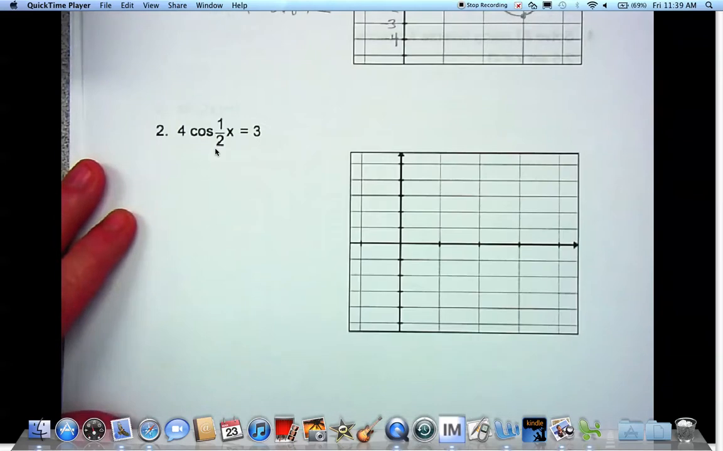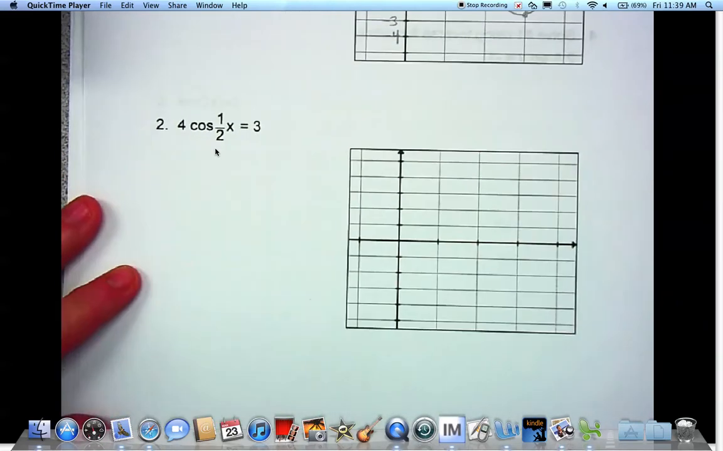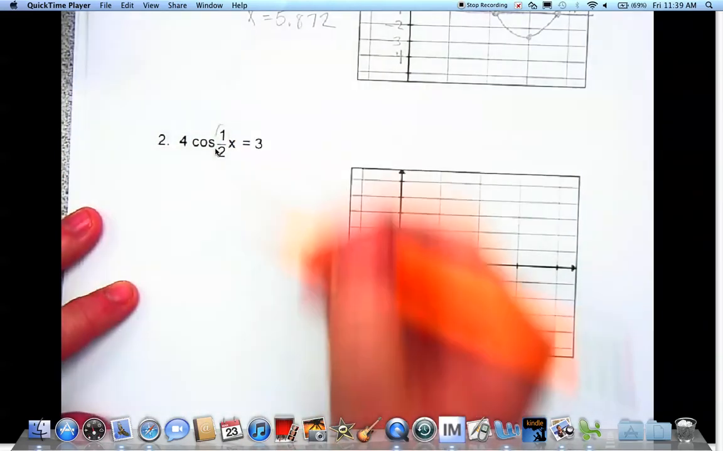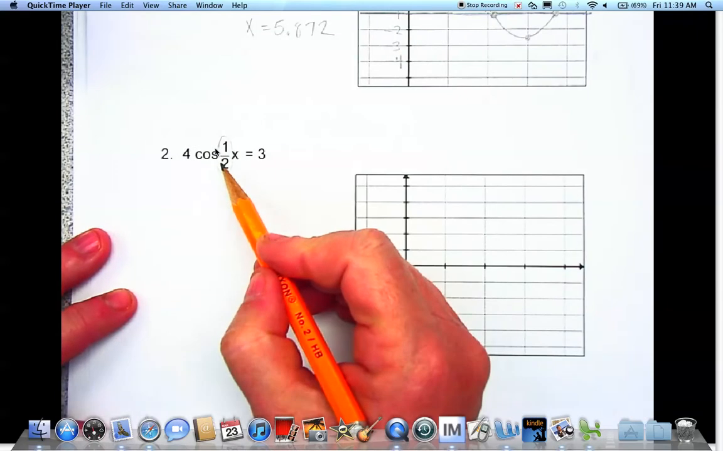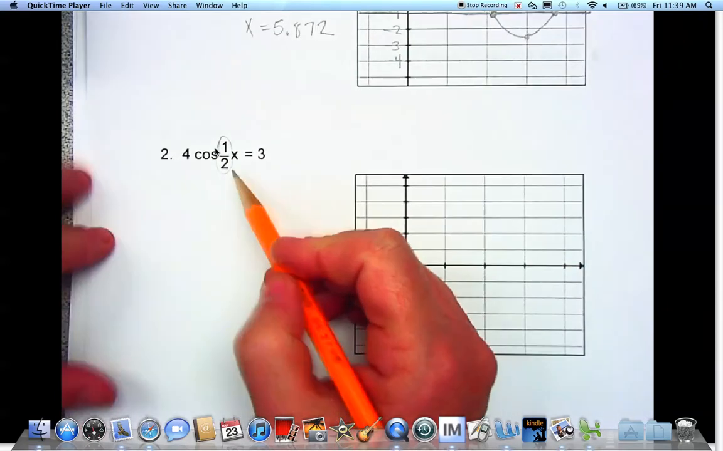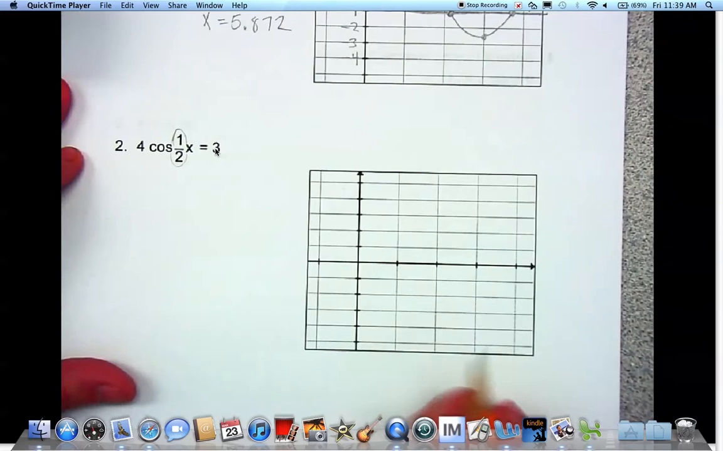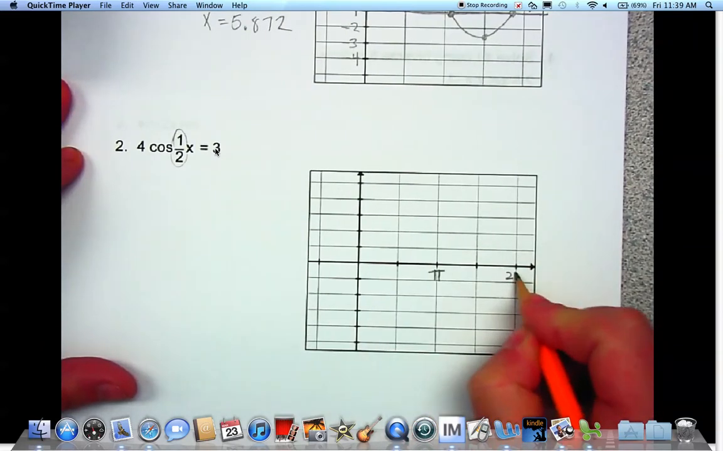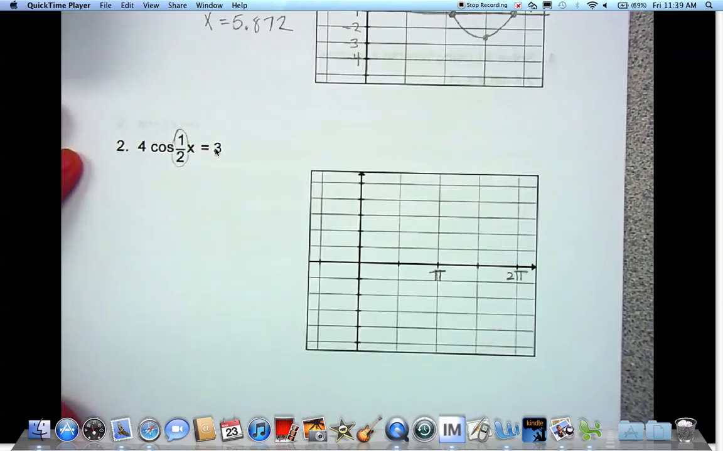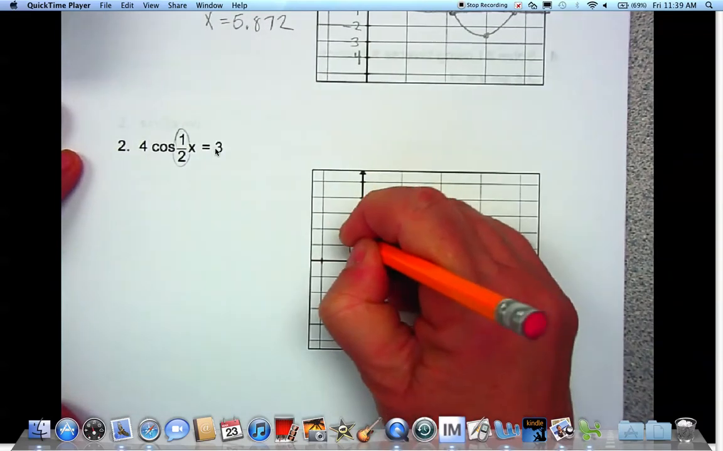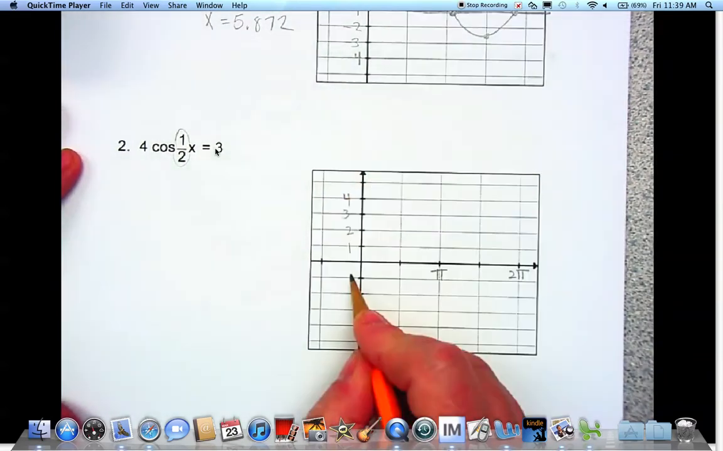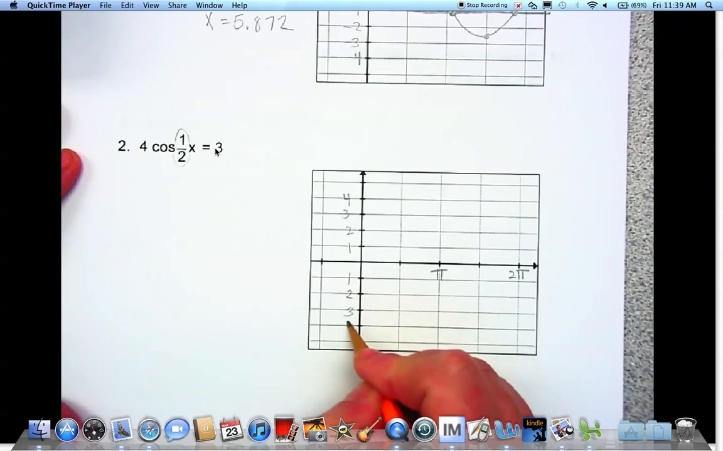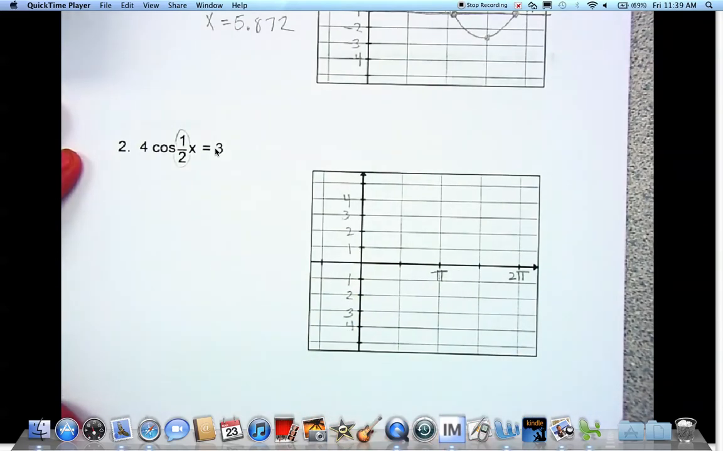Okay, let's do number 2. Now number 2 doesn't have cosine of x. It has cosine of 1/2 x. So we're going to have to find out what the period is. Now the scale is still the same. No, it's not pi. Yeah, 4 pi. Could you just multiply that thing by 2? Multiply what thing? The 4 cosine half x, and then it'd be like 8 cosine x.